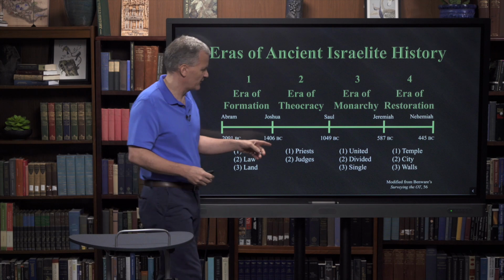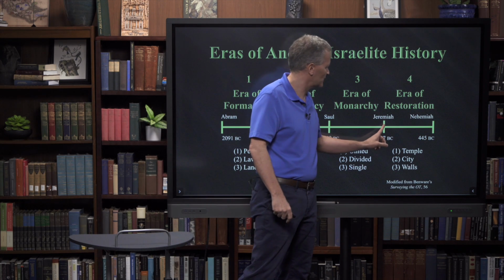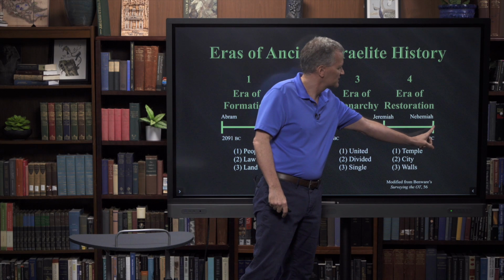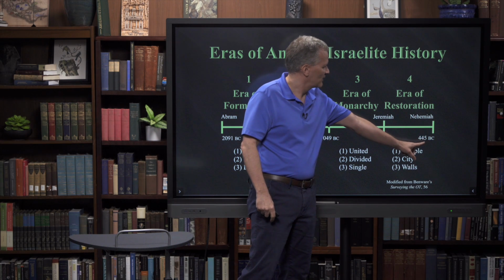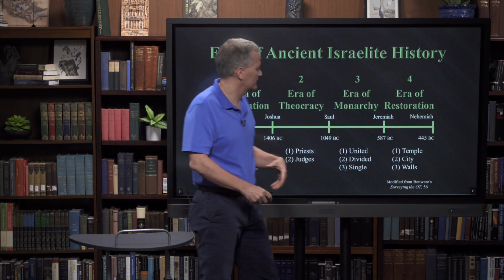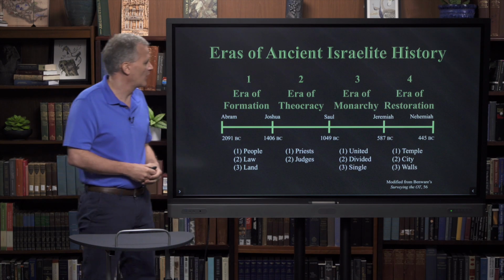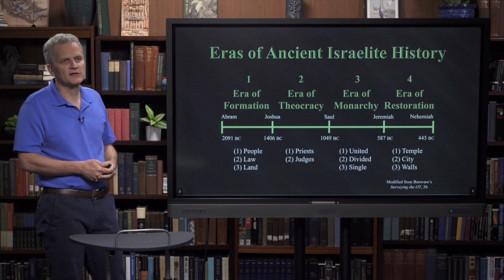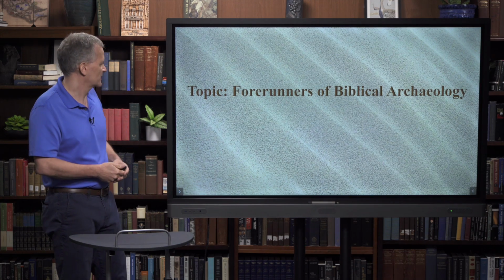And that fourth and final era is the era of restoration, from the Babylonian captivity in Jeremiah's day all the way to the days of Nehemiah in about 1445, when we have the building of the wall around the city of Jerusalem. So those are our four eras in ancient Israelite history.